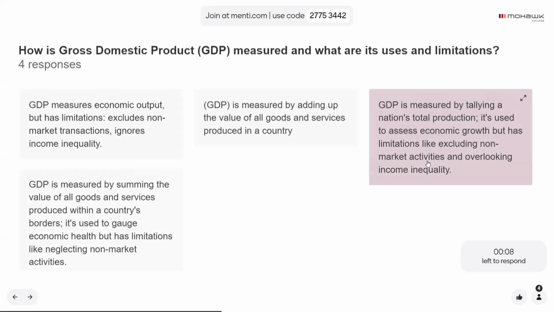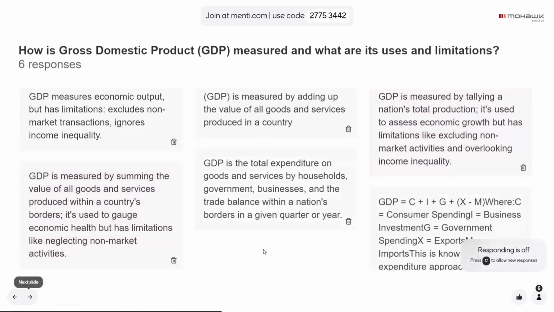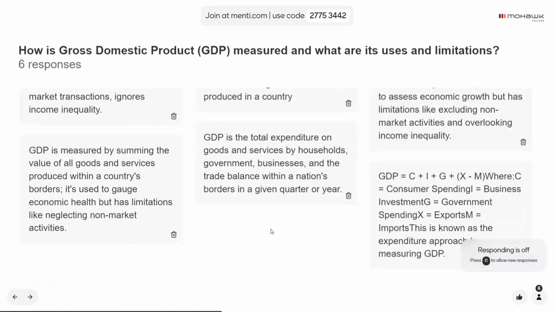Yes. GDP is measured by summing the value of all goods and services produced within a country's borders. It's used to gauge economic health, but has limitations like neglecting non-market activities. Correct. Excellent. So GDP is the total expenditure on goods and services by households, government, businesses, and trade balance within a nation's borders in a given quarter or year. Consumer spending plus investment plus government spending plus exports minus imports is known as the expenditure approach for measuring GDP.